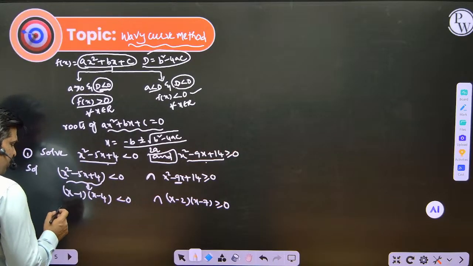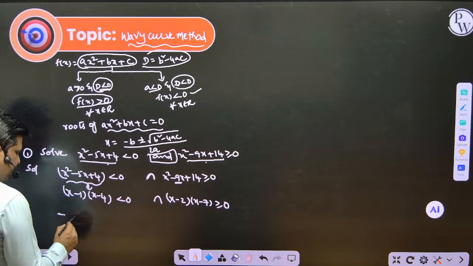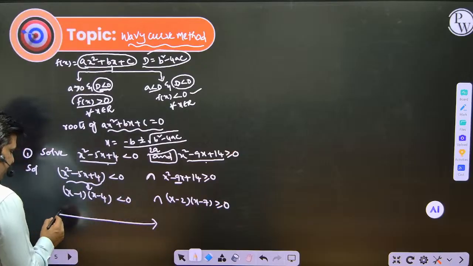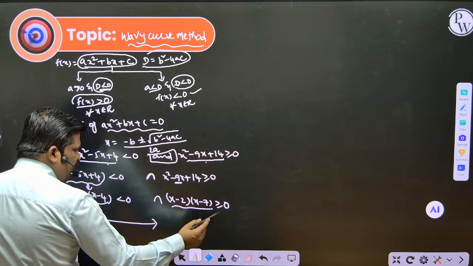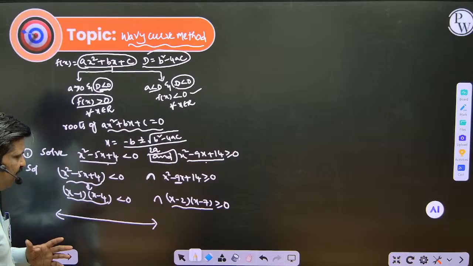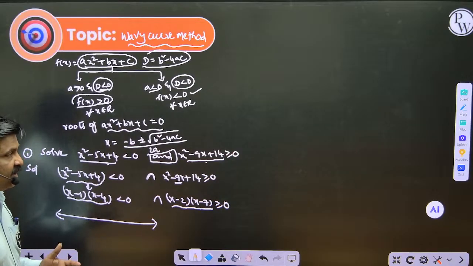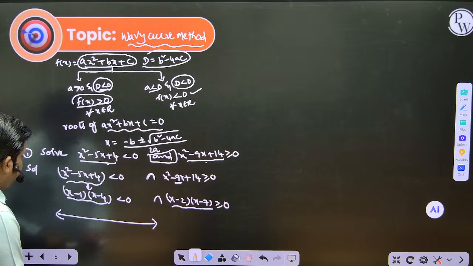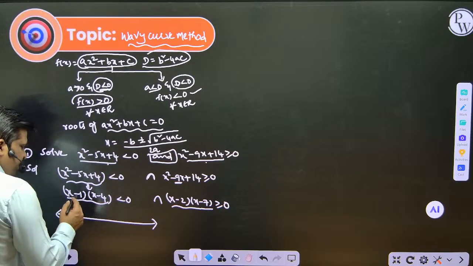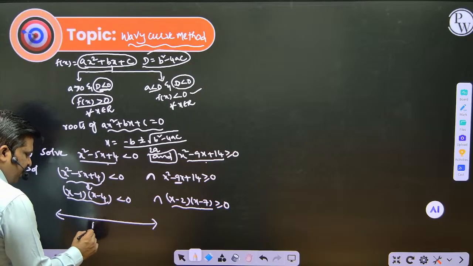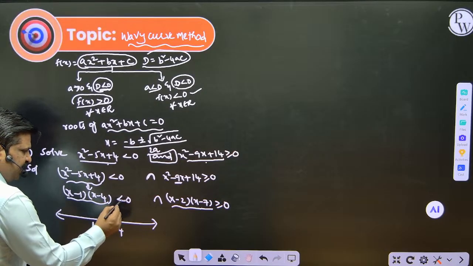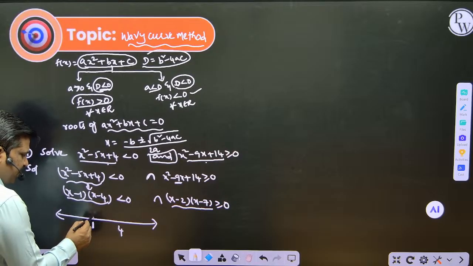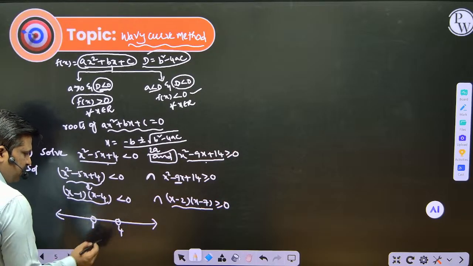I have already told you that you can apply the wavy curve here. Here there is no denominator part. There is no denominator, we have only numerator, means only zeros are possible. There is no possibility of poles. So find out the zeros 1 and 4, plot on the real line, but here zeros are not included, that's why you take an open circle.